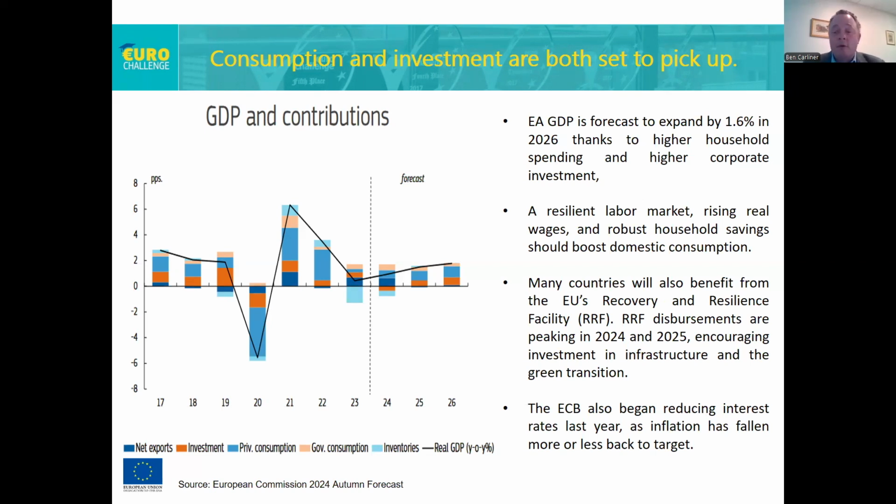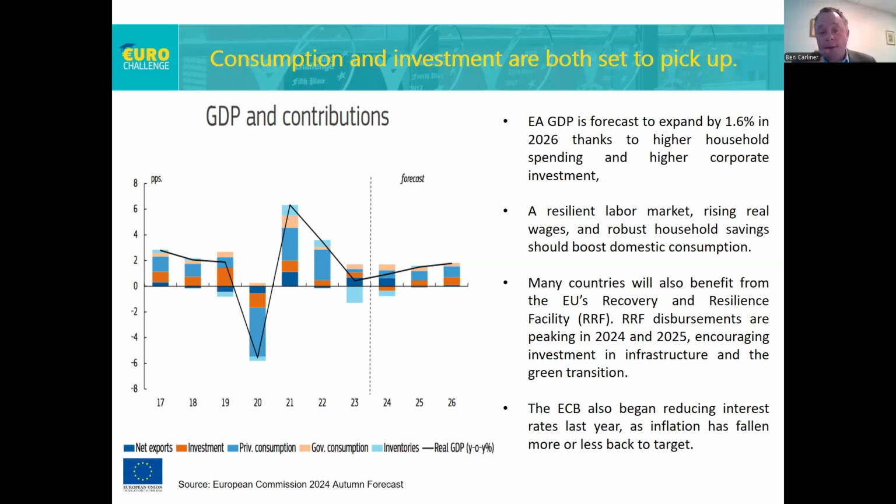And a lot of this money is now finally flowing into the real economy. The money has been dispersed by the European Commission and is now being spent by the member states of Europe and their governments. Most of it's going into investment in infrastructure and green energy and things like that, and it's starting to have a really big impact on investment and growth. So this is another piece of good news.